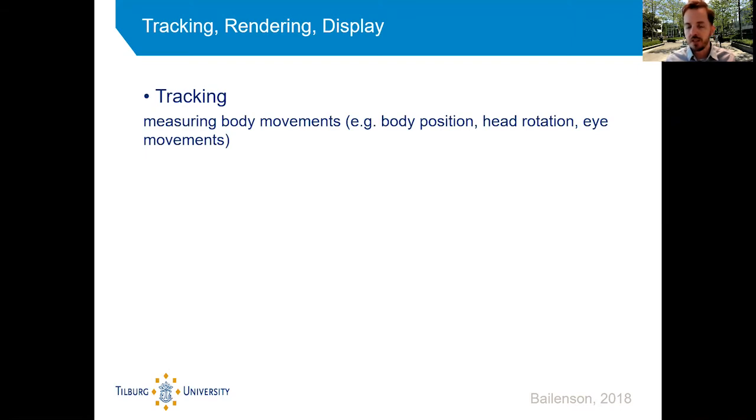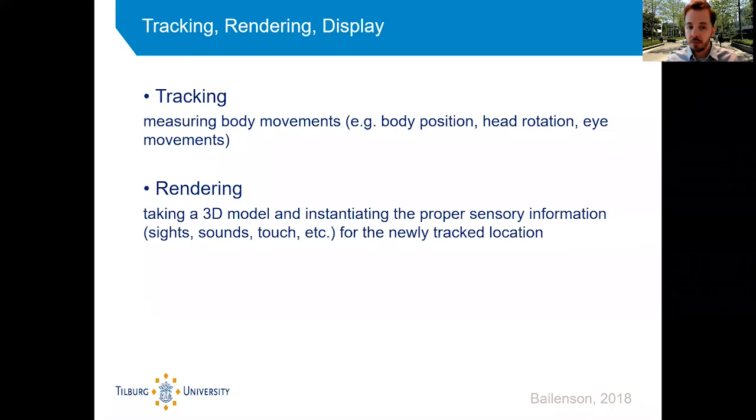If you use certain sensors, you can track and measure their head rotation and their eye movements. Especially the eye movements of your user are very important, because what you want is that you can adapt the virtual world that they are perceiving to where somebody is looking. Very closely related to the concept of rendering, which means that you take a 3D model.